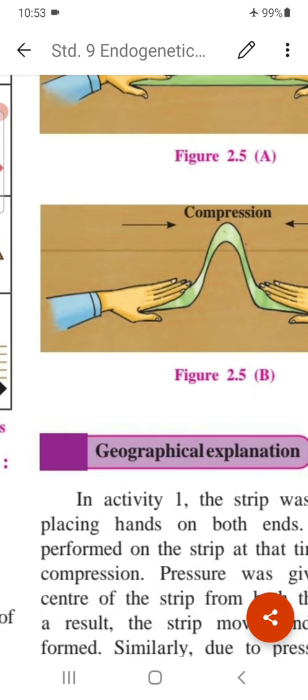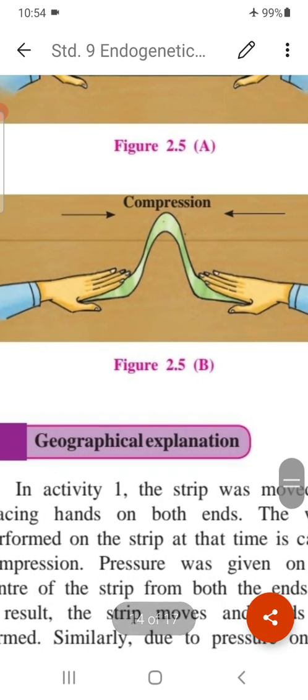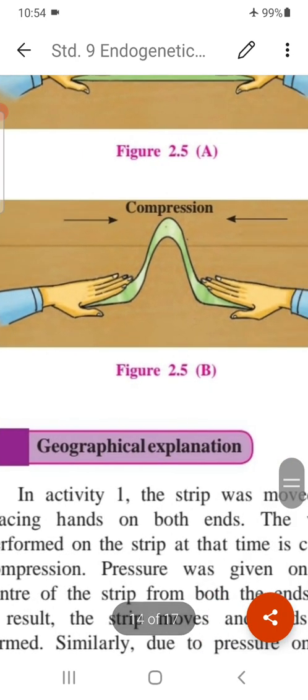Similarly, due to pressure on the earth's crust. Suppose this is the earth's crust down here between your hands, and some movements are going downside under.